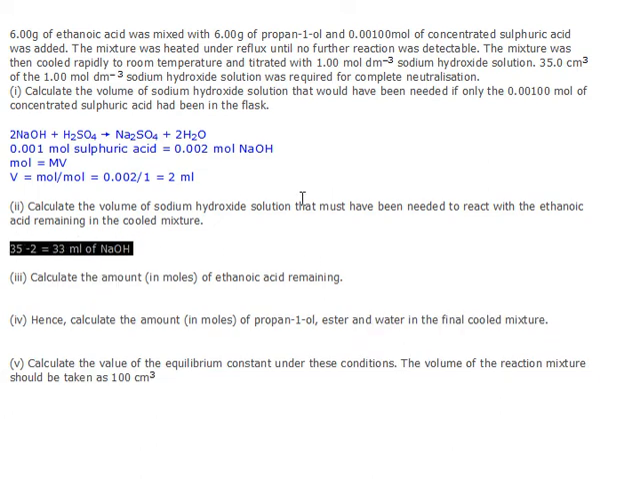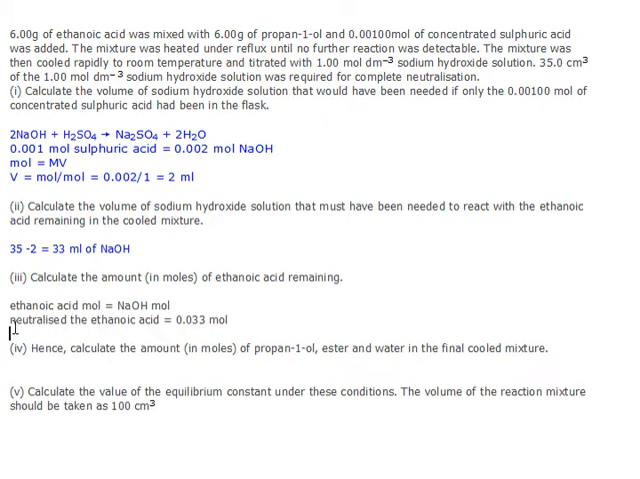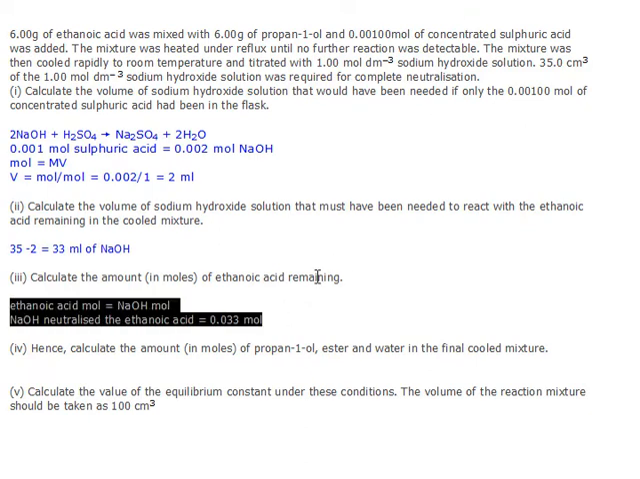Alright, so 33 millilitres must have been needed. So the moles of ethanoic acid is equal to the moles of sodium hydroxide, and we've just worked that out. So the NaOH that neutralises the ethanoic acid is 0.033 moles. Yes, ethanoic acid, that's right.